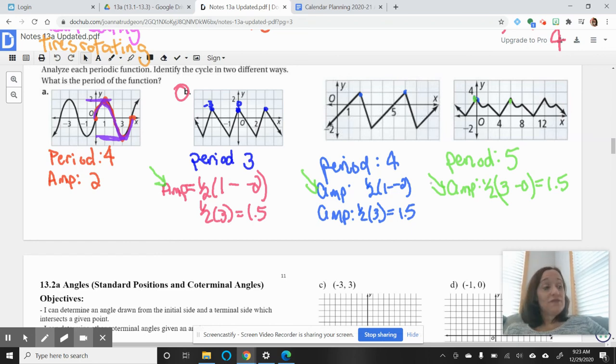So, all right, that is it for lesson 3-1. Go ahead and do the exit ticket and see how you do.